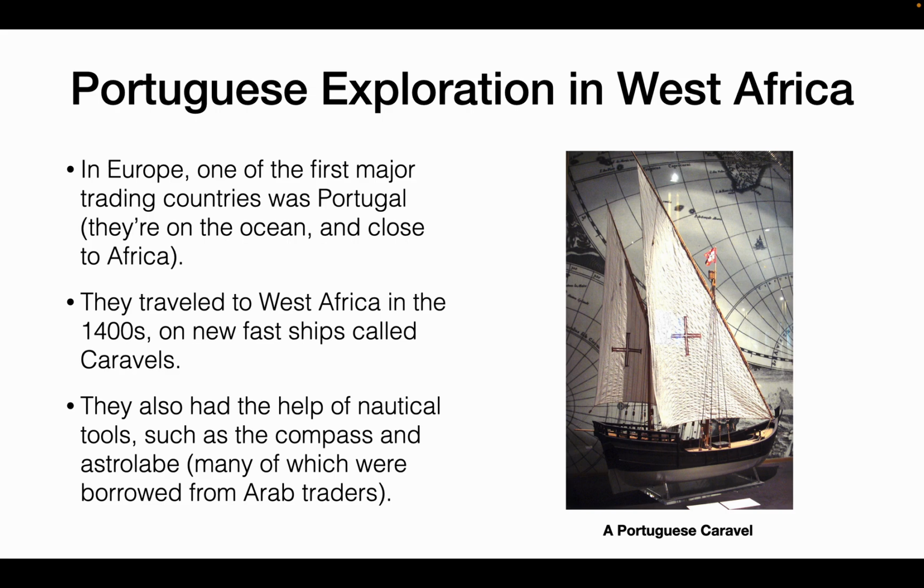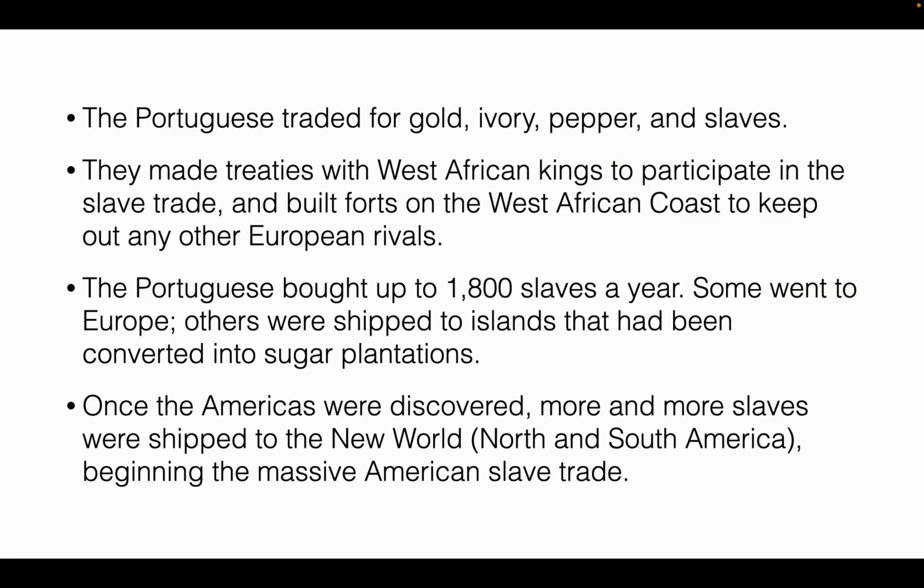They also had many nautical tools which they used to help themselves travel. They had the compass, they had the astrolabe. These are great for figuring out where you are. And many of these were borrowed from Arab traders that they met. And so we oftentimes think of the compass and the astrolabe as European. They were actually from the Middle East.